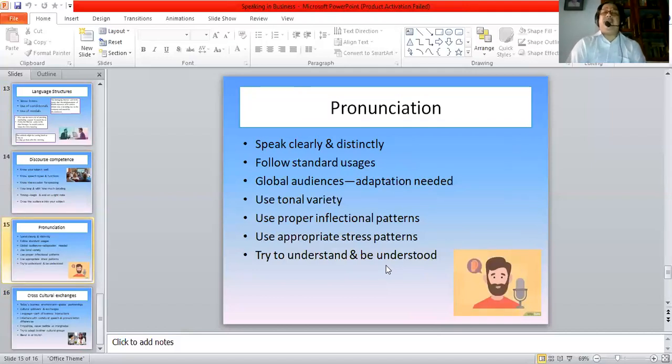For pronunciation, speak clearly and distinctly and follow standard usages as far as pronunciation is concerned. And if you are speaking to a global audience, maybe you would need a little bit of adaptation to suit your audience. Proper tonal variations, stress patterns need to be used. The most important communication goal as far as pronunciation is concerned is to try and make others understand what you are saying, and you also try and understand what they are saying.